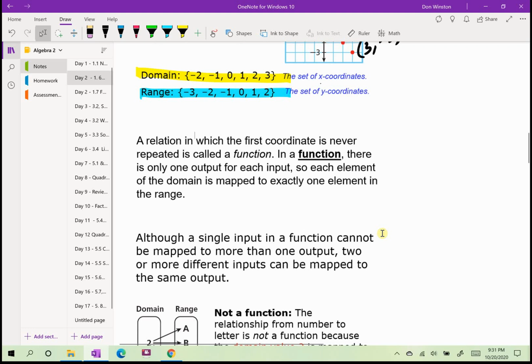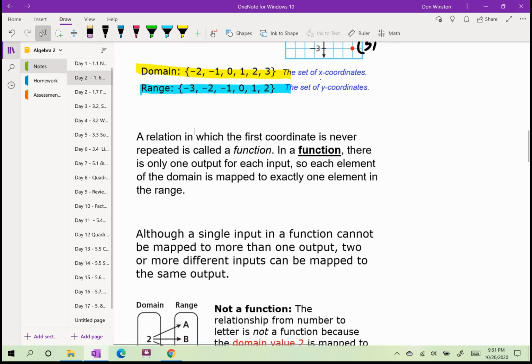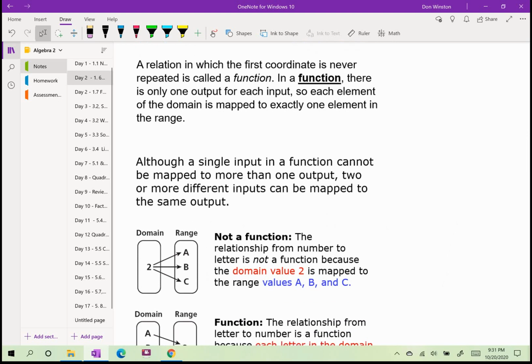Now, let's look at what makes a relation a function. A relation in which the first coordinate is never repeated is called a function. In a function, there is only one output for each input. So each element of the domain, or each x, is mapped to exactly one element in the range. Each x only goes to one y. We don't have duplicate x's going to two different elements. Although a single input in a function cannot be mapped to more than one output, two or more inputs can be mapped to the same output.